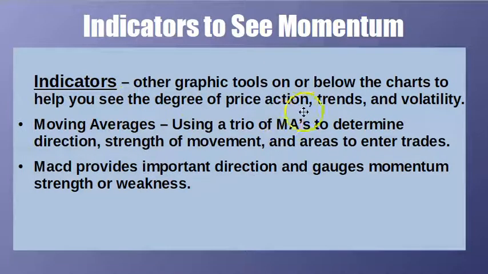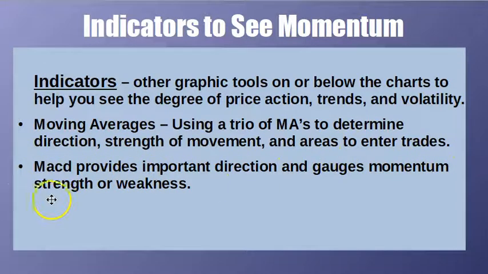Indicators. There are other graphic tools on or below the charts to help you see the degree of price action, trends, and volatility. Basically, we're using the moving averages. Using a trio of moving averages is best. Like right now, I've given you one, which is the 21 EMA. You could also use the 8 EMA on the chart. But later on, I'll tell you about the third one that you could use, which will also help determine direction and the strength of the price movement. Okay, so that's what moving averages do. They give us the direction, the strength of movement, and areas on the chart to enter the trades.